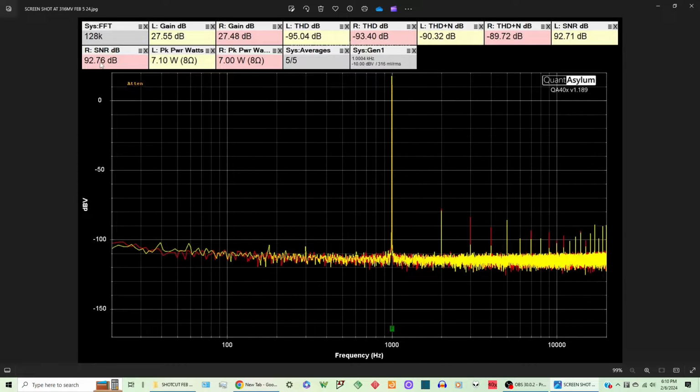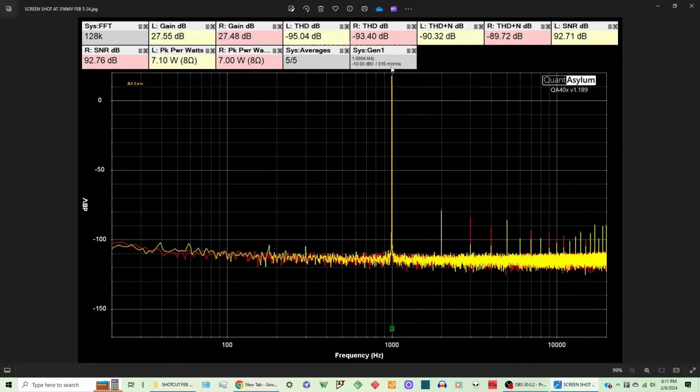92.7 on the left channel, 92.7 or 92.8 on the right channel. Now this is going into an 8 ohm resistive dummy load. We've got 7.1 watts on the left channel and 7 watts on the right channel, so the channels are pretty well balanced. As I said, this is a 1 kc signal at minus 10 dBV, or 316 millivolts.